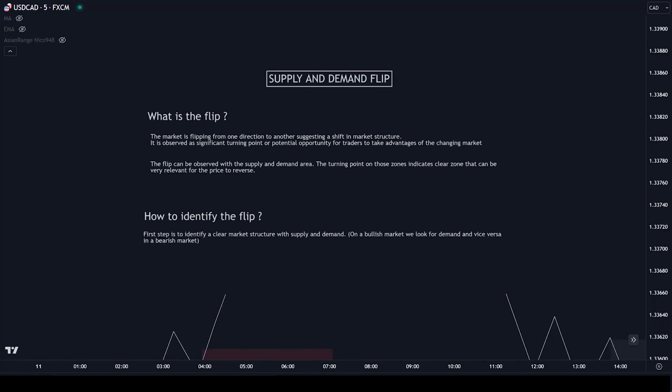The flip is basically the market flipping from one direction to another, suggesting a shift in market structure. It is observed as a significant turning point or potential opportunity for traders to take advantage of the changing market. The flip can be observed with the supply and demand area. The turning point on this zone indicates a clear zone that can be very relevant for the price to reverse.